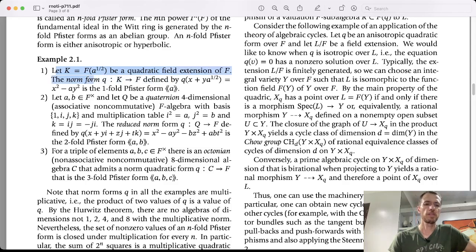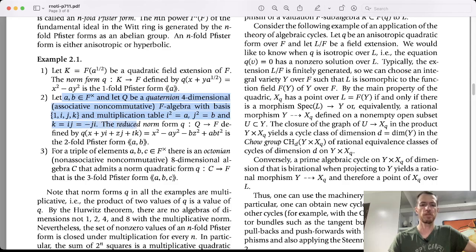The norm form Q: K → F defined by Q(x + y√a) = x² − a y² is the one-fold Pfister form ⟨⟨a⟩⟩. Let a, b be non-zero elements of F and let Q be a quaternion, four-dimensional, associative, non-commutative F-algebra with basis 1, i, j, k and multiplication table i² = a, j² = b, and k = ij = −ji.